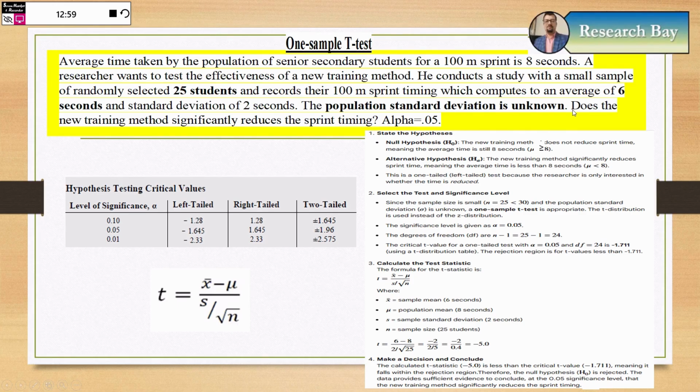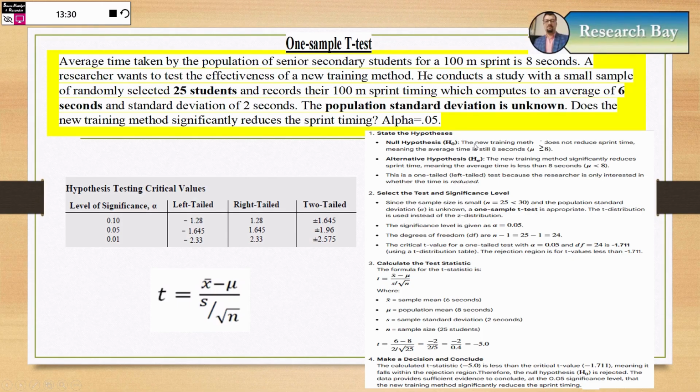Now you say, what type of hypothesis testing is this out of these three? Left-tailed, right-tailed, or two-tailed? When there's an inverse relationship, as I discussed in the previous video also, it is known as a left-tailed hypothesis. So in this case, we have a left-tailed hypothesis because the new training method significantly reduces the sprint time. We are going to check that. Accordingly, we will build our hypothesis.